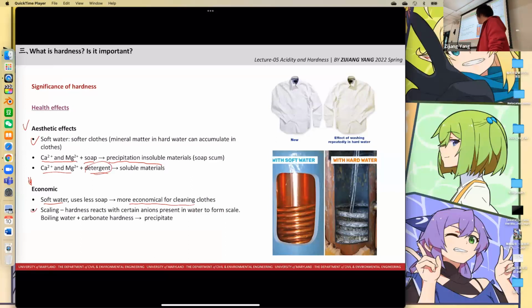On the other hand, it may also have the problem of scaling. As we mentioned before, we have some hard pipes here that are used to heat the water. If the water has some hardness, we will have some precipitations on the surface of this pipe. And we know that these are calcium carbonate and magnesium carbonate on the surface. Because of the coating of these minerals on the surface of the pipe, the heat cannot transfer from the pipe to the water, which will cause some problem.